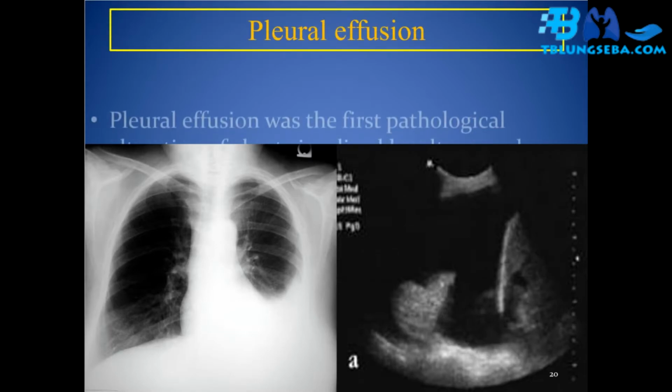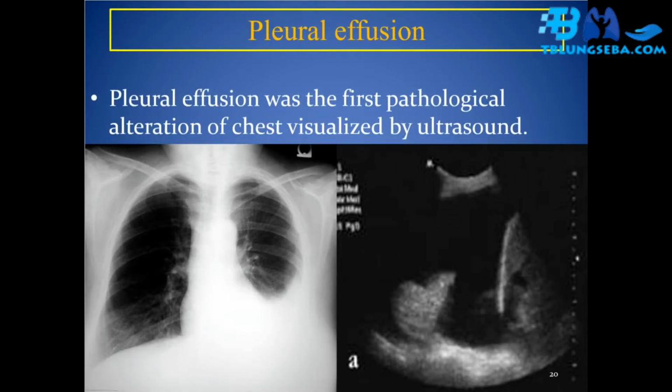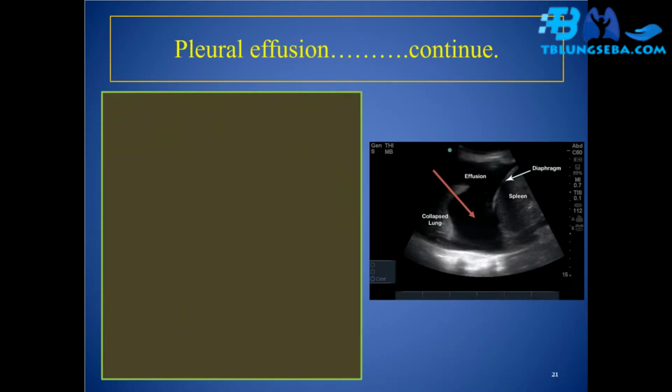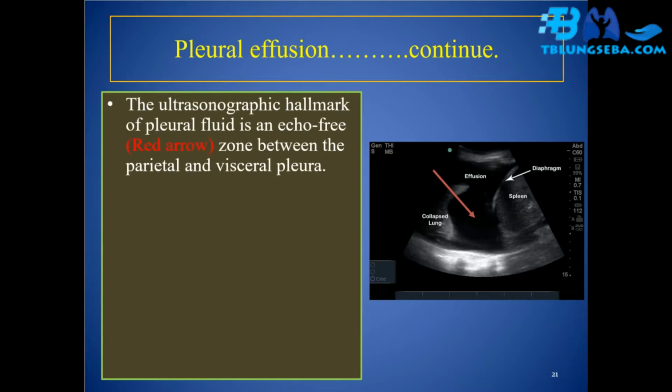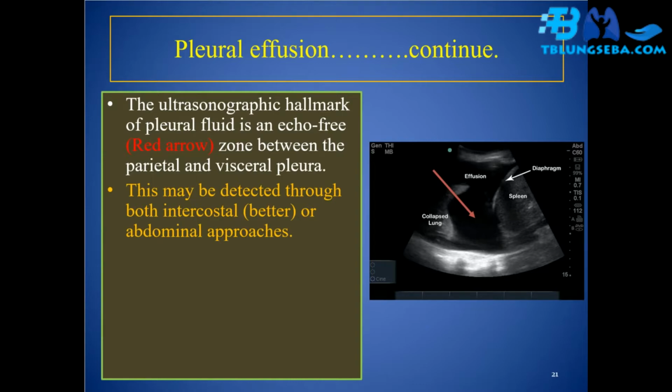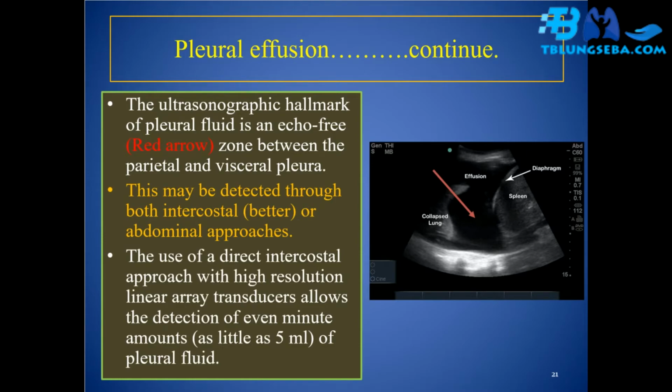Pleural effusion. Pleural effusion was the first pathological alteration of the chest visualized by ultrasound. Pleural effusion, continued. The ultrasonographic hallmark of pleural fluid is an echo-free, red arrow, zone between the parietal and visceral pleura. This may be detected through both intercostal, red arrow, or abdominal approaches. The use of a direct intercostal approach with high-resolution linear array transducers allows the detection of even minute amounts, as little as 5 milliliters, of pleural fluid.